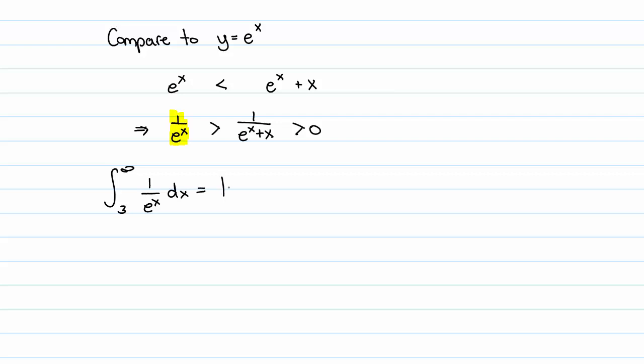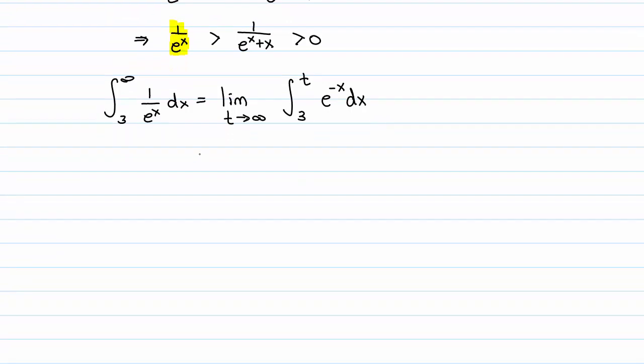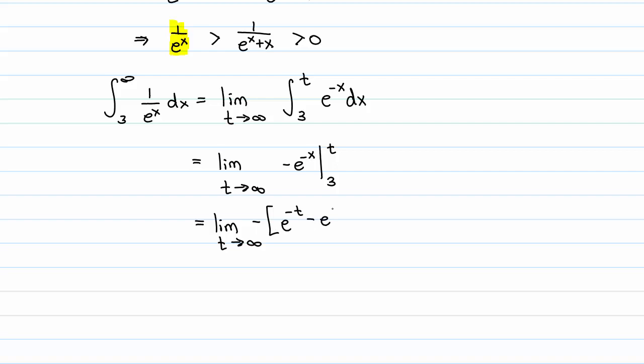Remember, we have to convert this to a limit as t goes to infinity of the integral from 3 to t of e to the negative x dx. And now I can run the antiderivative. Maybe I should stack it here. That's the limit as t tends to infinity. The antiderivative is negative e to the negative x, and we're evaluating that from 3 to t. And finally, limit as t goes to infinity of a negative quantity, e to the negative t minus e to the negative 3.